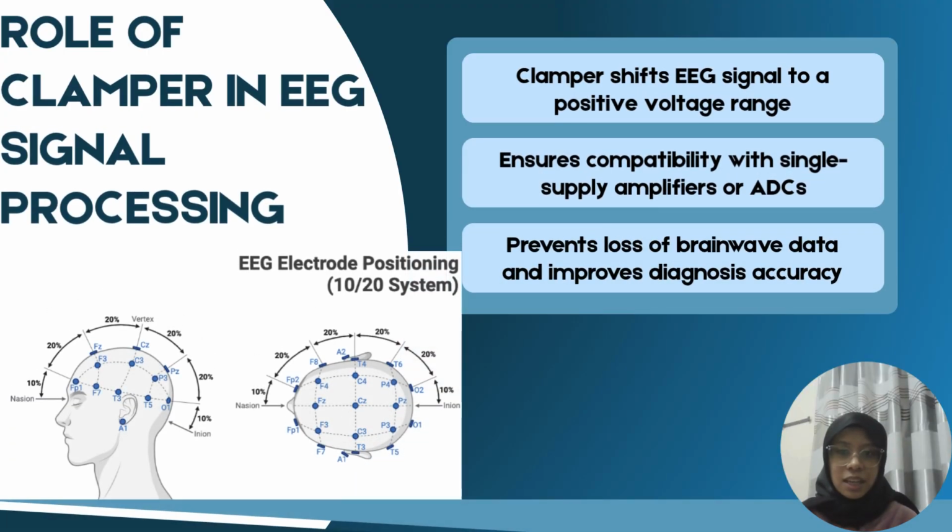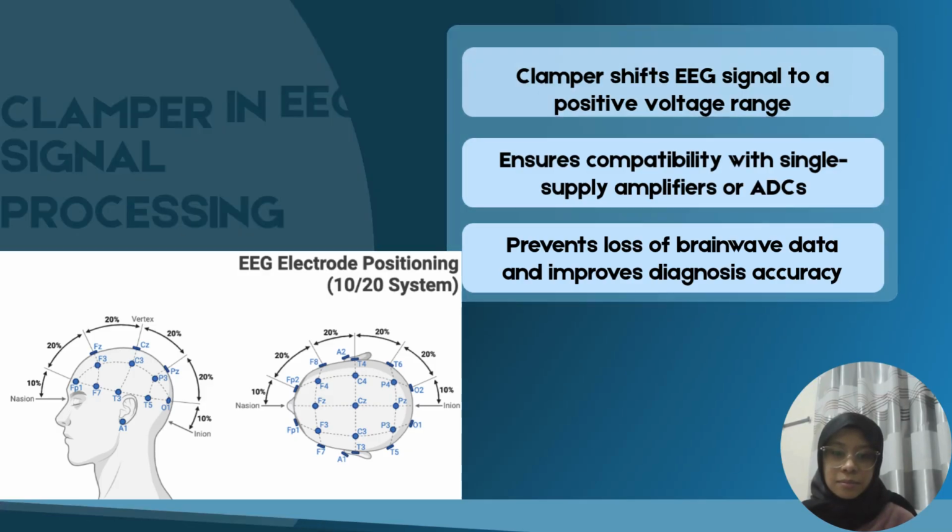In EEG systems, clampers are used to shift the brain signal into a range that is readable by the amplifier or ADC. For example, if the EEG signal ranges from negative 0.2 volt to positive 0.2 volt, a positive clamper can shift it to 0 volt to positive 0.4 volt. This ensures that the entire brainwave is captured accurately without being distorted or clipped by the electronics. This is especially important in wearable or portable EEG devices that use low power components.